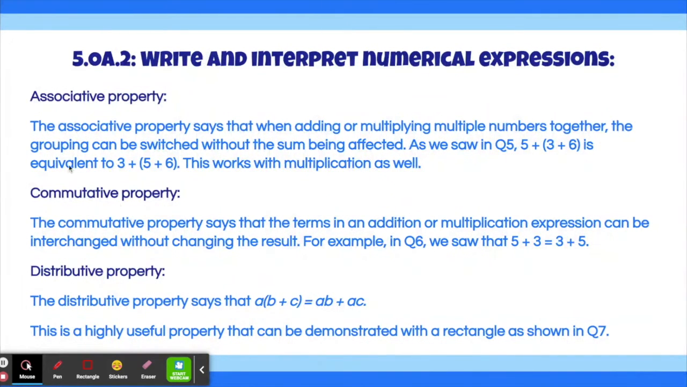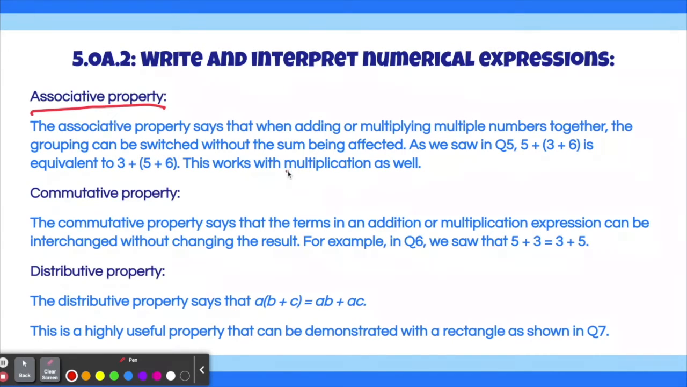Alright, so this is a more in-depth explanation of each property that we just went over, right? So first we have the associative property. The associative property says that when adding or multiplying multiple numbers together, the grouping can be switched without the sum being affected. So as we saw in question 5, 5 plus, and then in parentheses 3 plus 6, is the same thing as 3 plus, and then 5 plus 6.